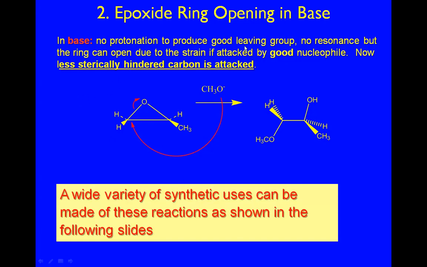So no protonation to produce a good leaving group, no resonance. As a result, the ring can open because of the strain only, and the nucleophile is stronger, and that would attack on the less sterically hindered carbon. That's all happening in a basic medium.